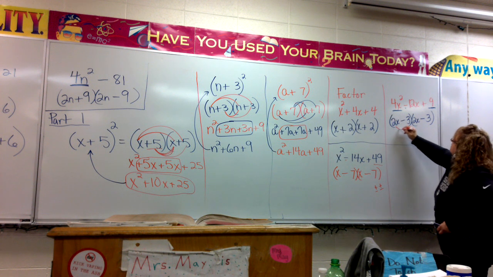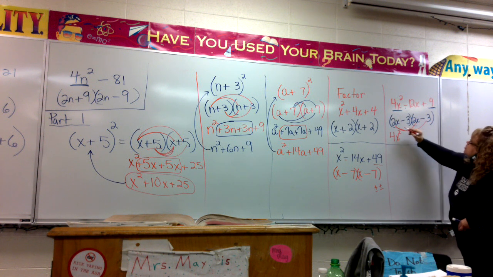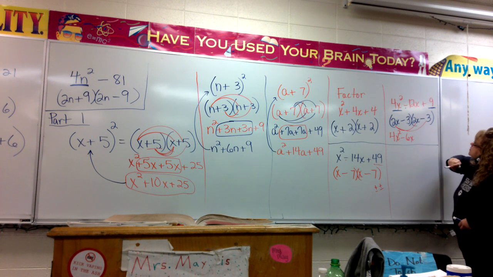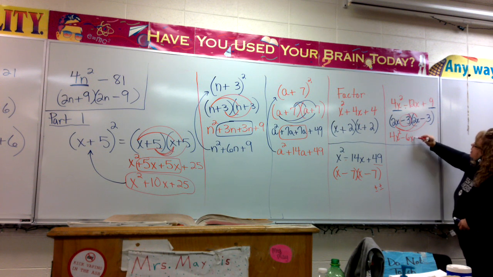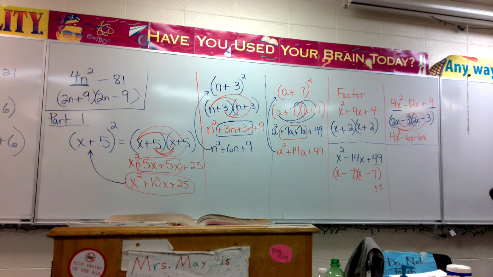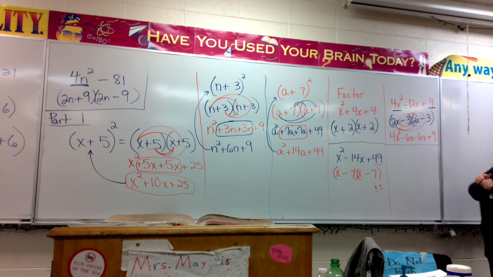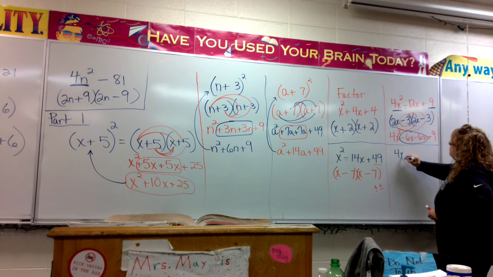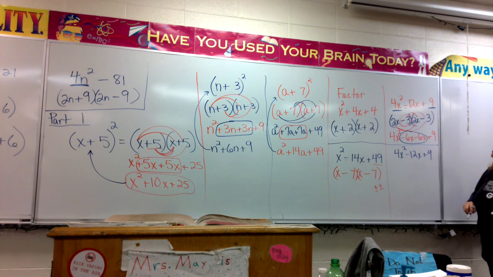Ready? What do you get? 4x squared. 2x times negative 3, negative 6x. Now move over and we're doing negative 3 times another negative 6x. And then negative 3 times negative 3, positive 9. And if we combine those two middle terms, guess what? I think we get back what we started with: 4x squared minus 12x plus 9. And that's what we started with.